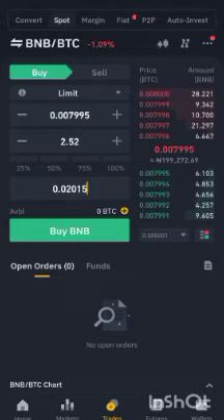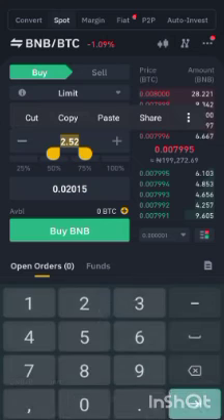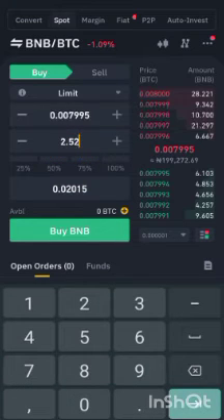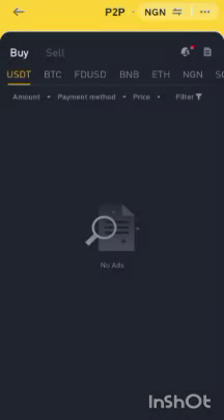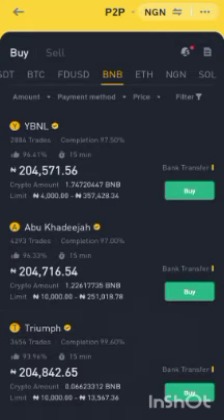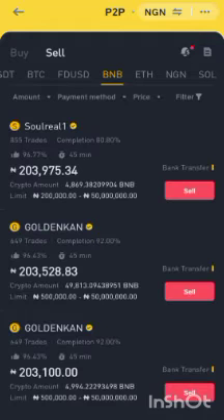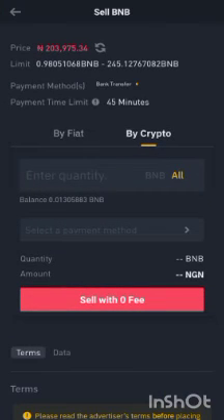Now after we've gotten our 2.52 BNB, all we have to do is go straight to the P2P market. Remember, we are starting with 500,000. So we go to the sell side of the BNB market in the P2P. Now this is 200,000. Okay, we can still go with this. Now all you have to do is sell your BNB here.